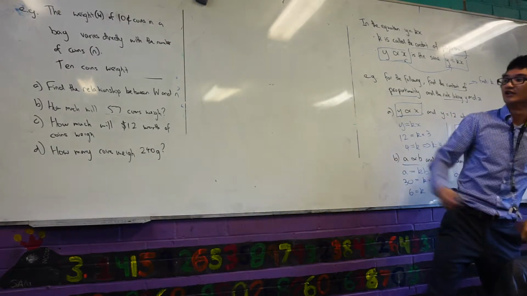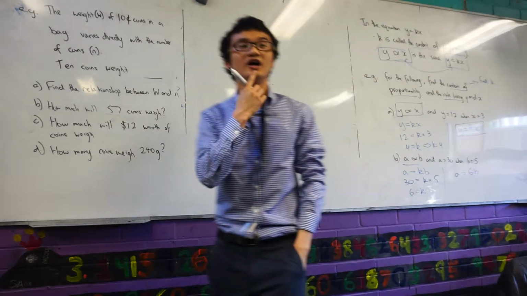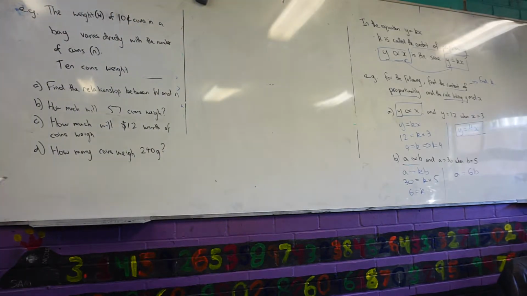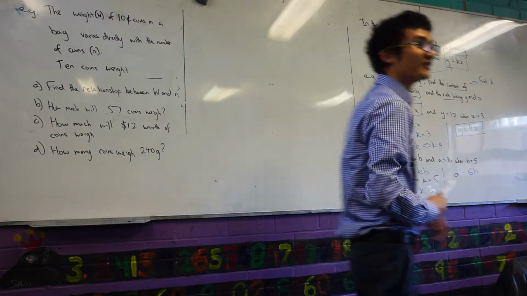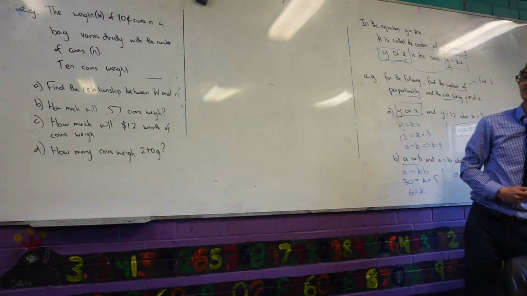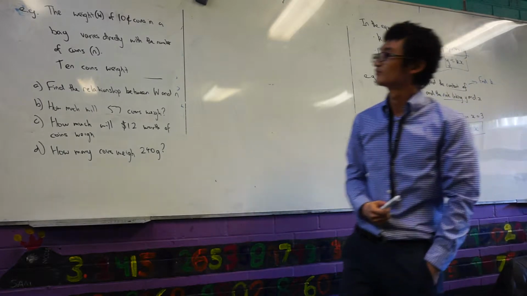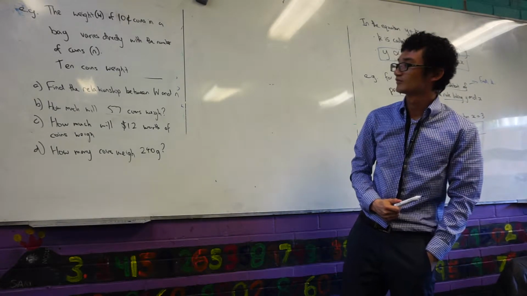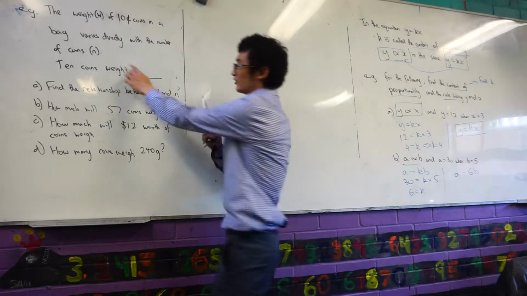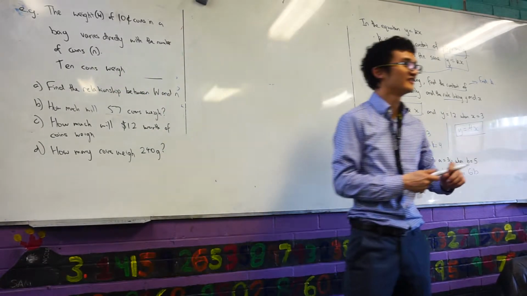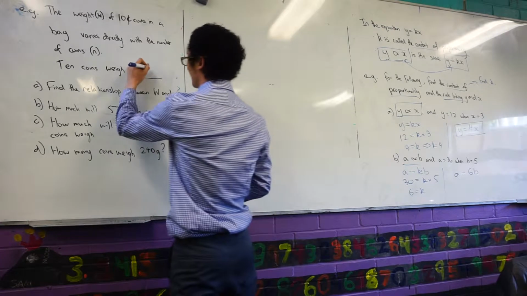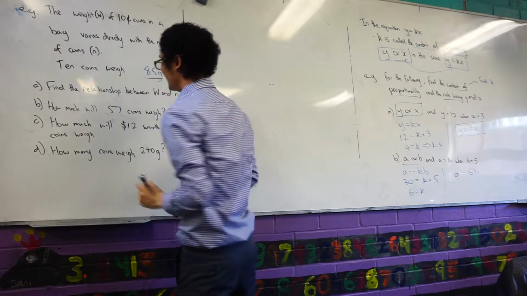Alright, so let's look at this next question here. Montana, can you read out just the start of this question for me? The weight of 10 cents coins in a bag varies directly with the number of coins. 10 coins weigh... How much did they weigh, Angus? About 85 grams. Not 85 kilos. 85 grams.